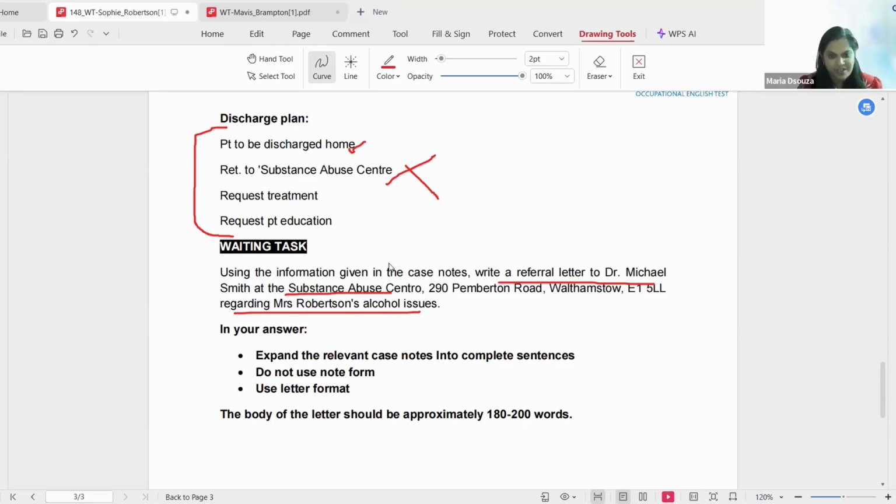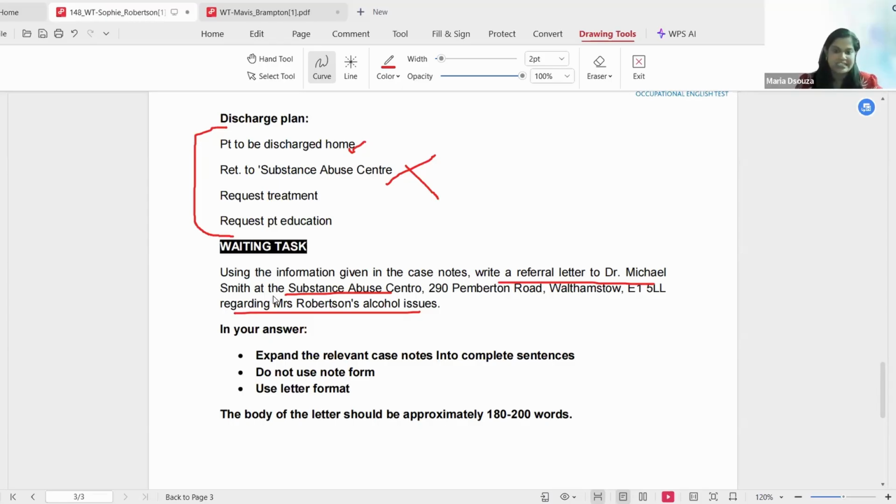Let me rephrase it. Yours sincerely is used when the name of the reader is given in the writing task. So here, the name of the reader is given as Dr. Michael Smith, so it becomes yours sincerely. But if instead of the name it just says doctor, that means it'll be yours faithfully. Correct?